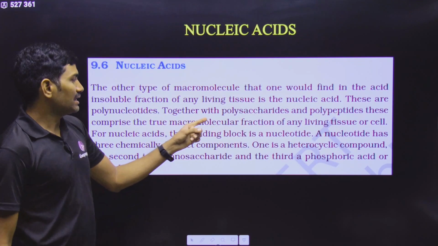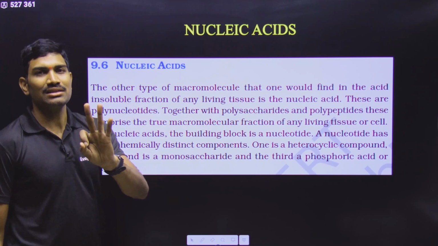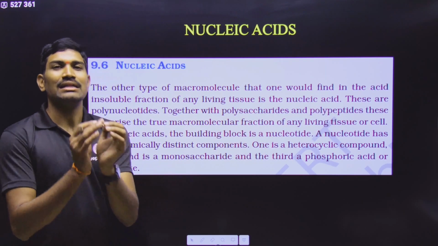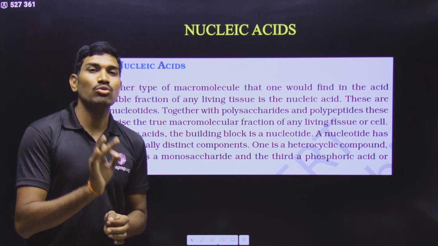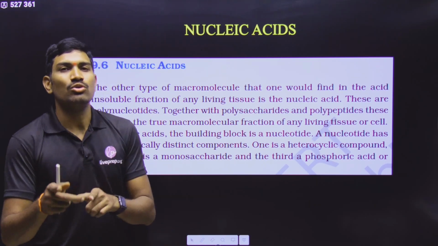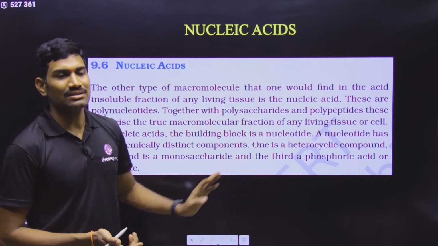Polypeptides, polysaccharides, and then nucleic acid. These are the 3. That's why nucleic acids along with polysaccharides and polypeptides, these 3 are forming the true macromolecular fraction. What is the meaning of this? Lipids are not true macromolecules. That's what they are saying indirectly.